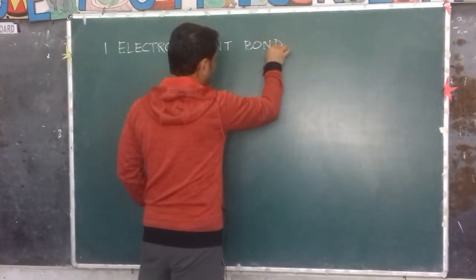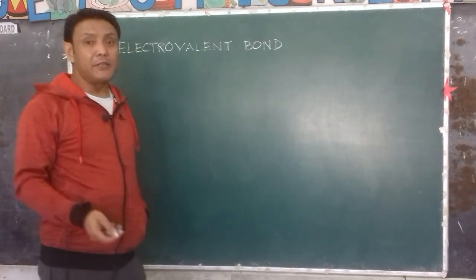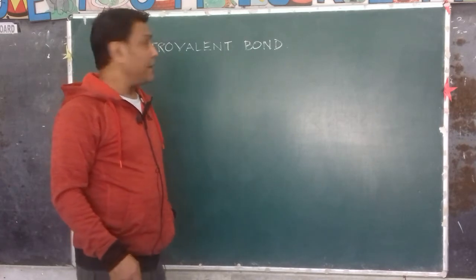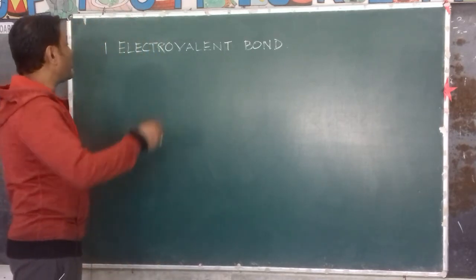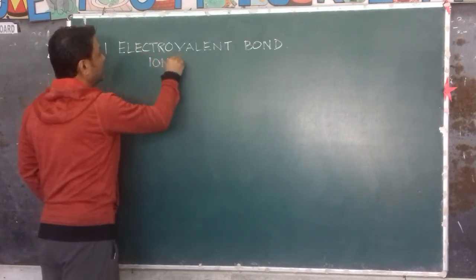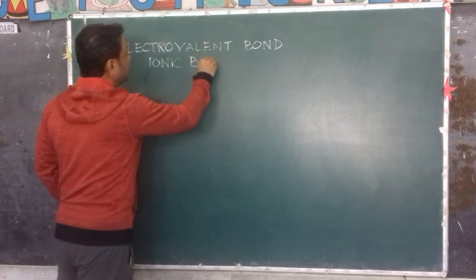The first one is electrovalent bond. And the other one, you must be wondering what it is. I'll tell you, it is covalent bond. Electrovalent bond or covalent bond. So electrovalent bond is also known as ionic bond.